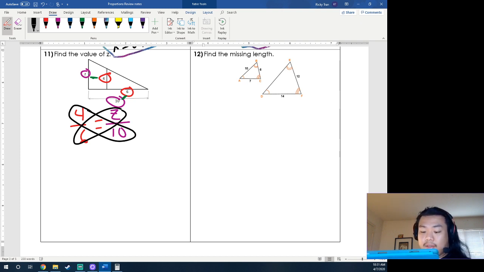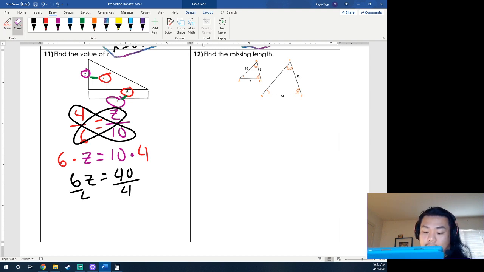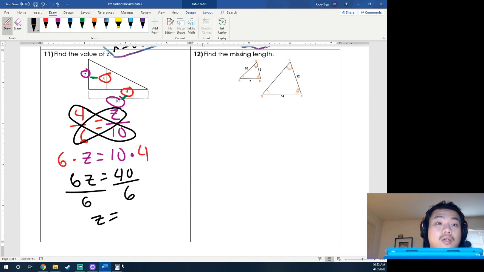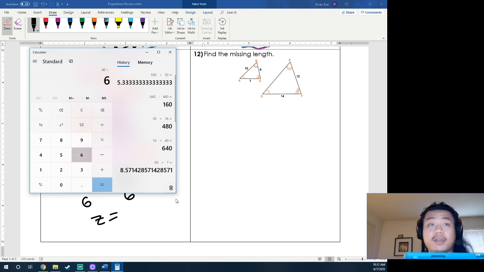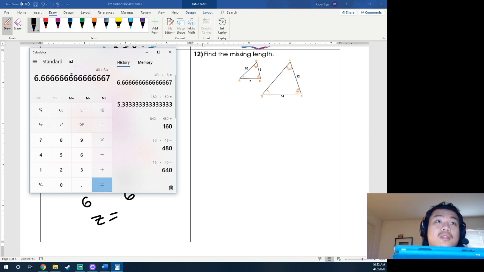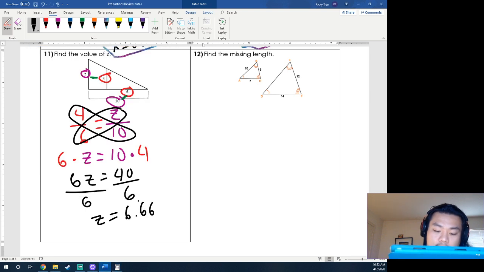Okay, 6 times z, and then that's equal to 10 times 4, or 6z is equal to 40. Divide by 4. Oh, wait, not divide by 4. What am I doing? Dividing by 6. Divide by 6. Z is equal to, let's see, 40 divided by 6, 6.66 repeating. That is your answer.